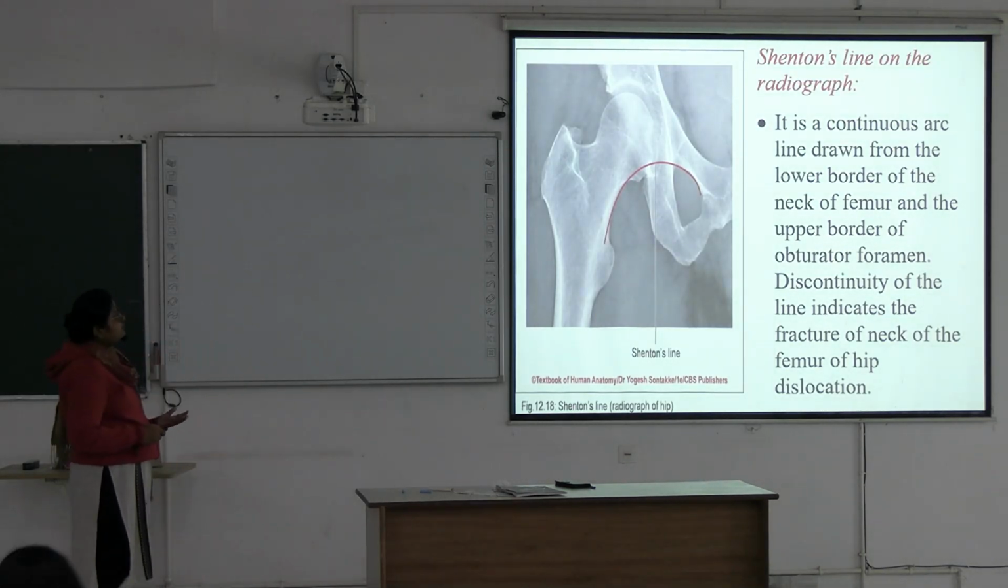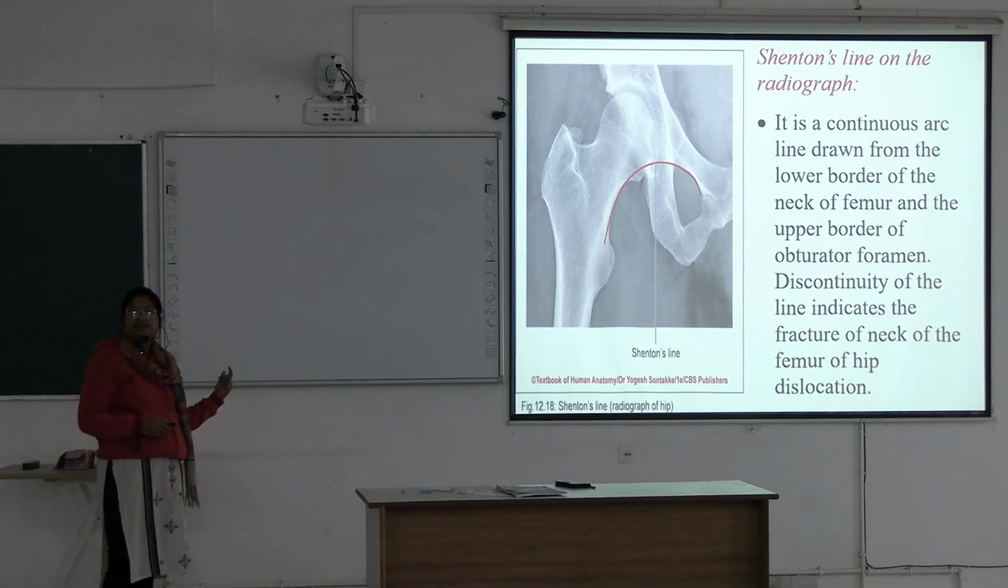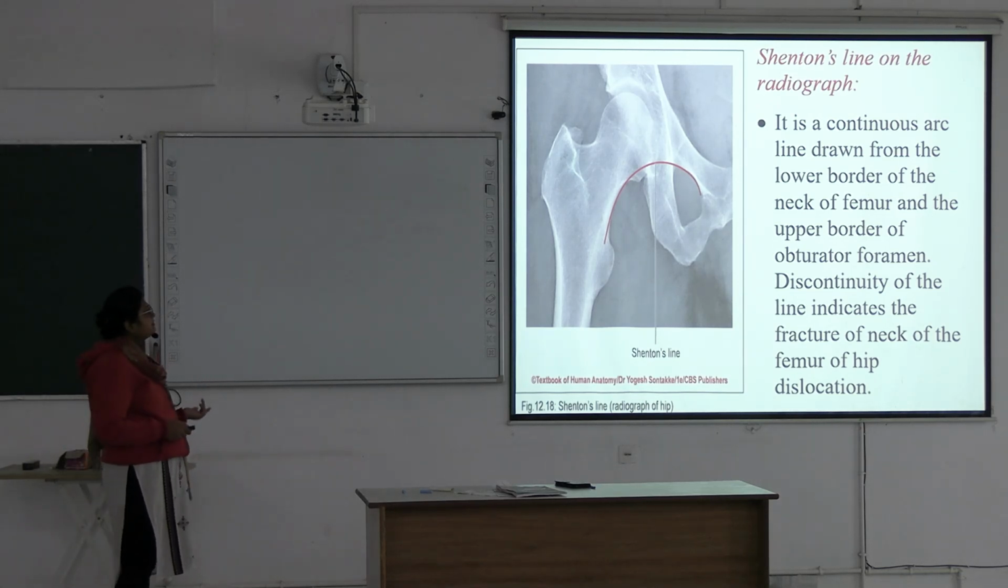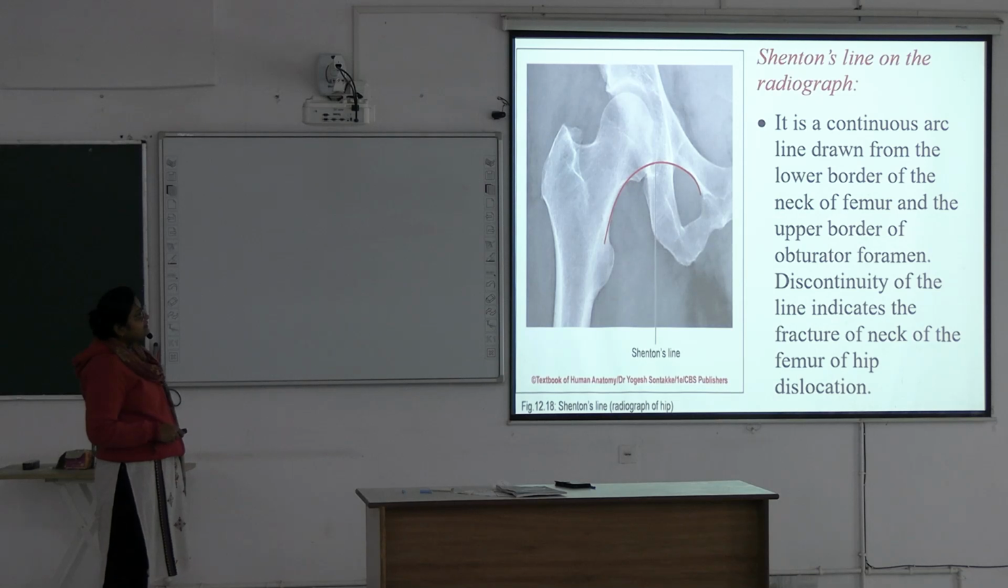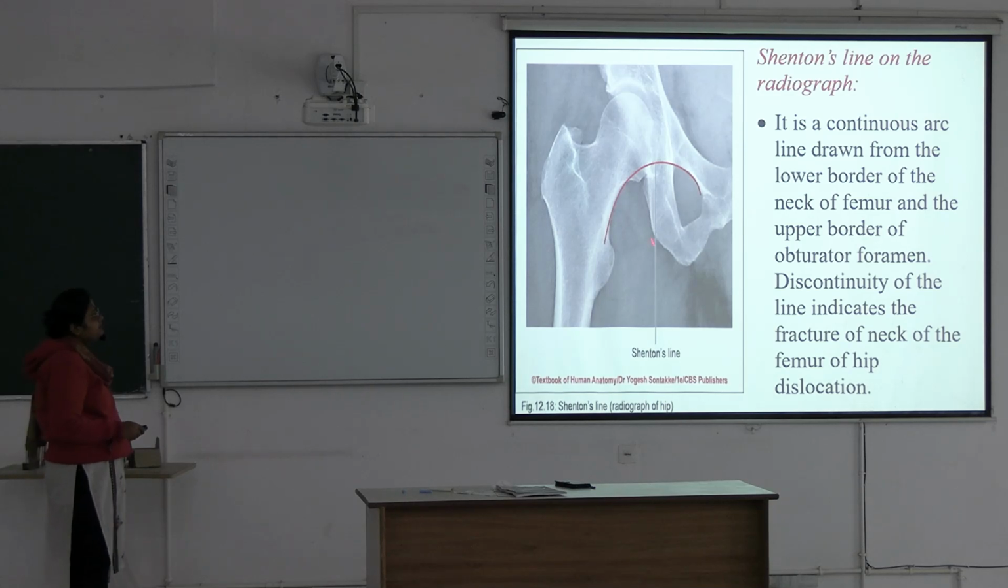Okay, now we will see the radiographic feature of the fracture neck of femur. Shenton's line on the radiograph. See, this red colored one is known as Shenton's line. It is a continuous arc line drawn from the lower border of the neck of femur and the upper border of the obturator foramen. This is the hip bone. This foramen is known as the obturator foramen.